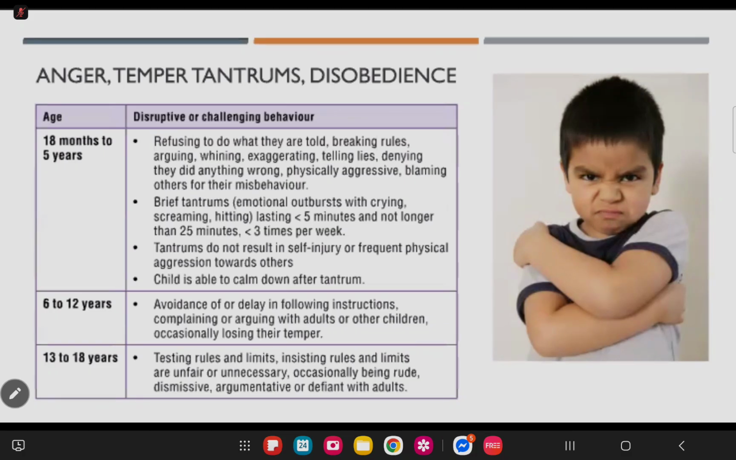Okay, school age children. 13 to 18 years, they test rules and limits. They insist rules and limits do not apply to them or are unfair. They are rude, dismissive, argumentative, defiant with adults. Typical teenager. We've all been there, I think.